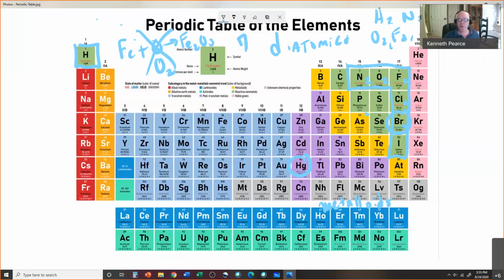Some of your halogens are gases as well. So there's not very many gases on this periodic table. It's mostly solids, it's mostly metals, as a matter of fact. And it is important to know where your 7 diatomics are. Okay, so I'm going to stop there.